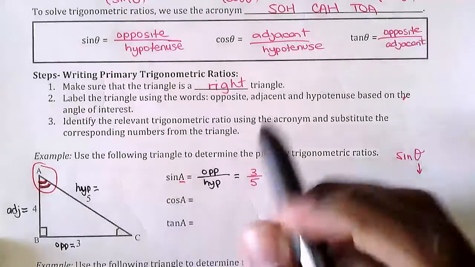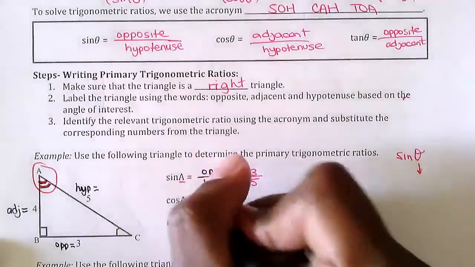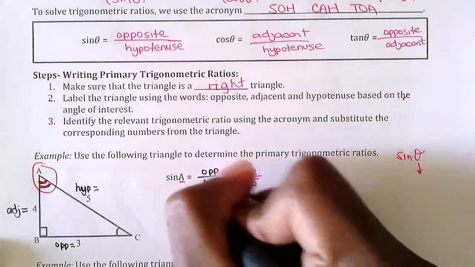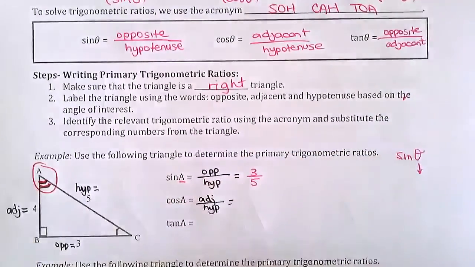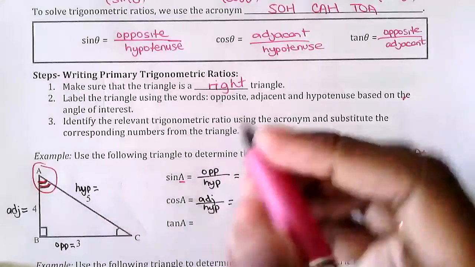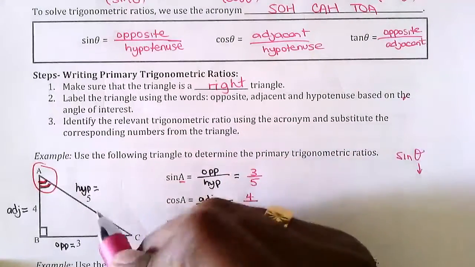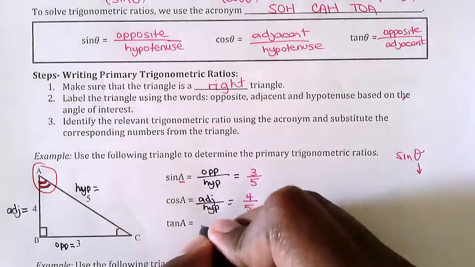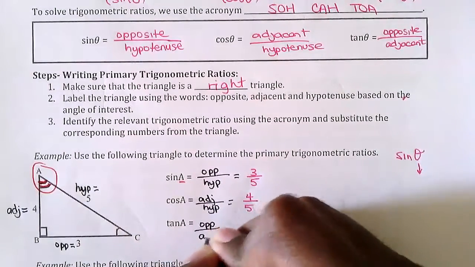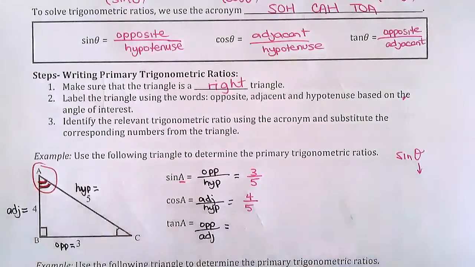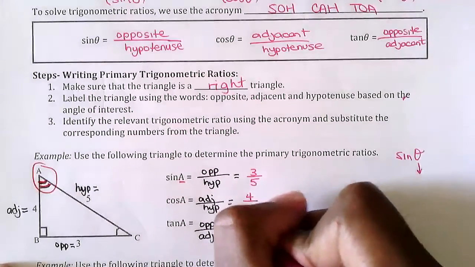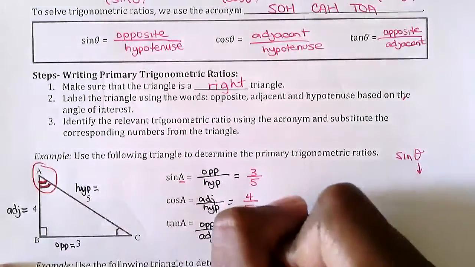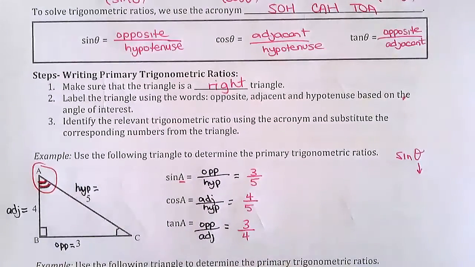Similarly, cosine A is the CAH, adjacent over hypotenuse. So cosine anything would be adjacent over hypotenuse. In this case, my adjacent is 4 and my hypotenuse is 5. So cos A is 4 over 5, or 4/5. And tan A, this is TOA, so this is opposite over adjacent. And so the opposite here is 3, and the adjacent here is 4. So tan A is 3 over 4.